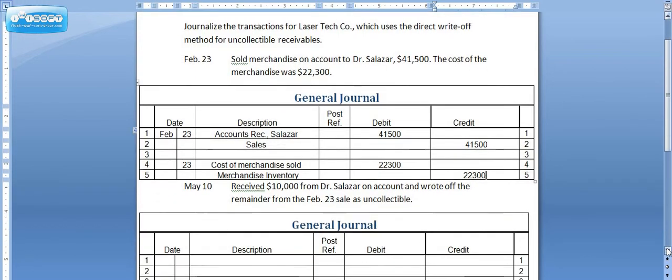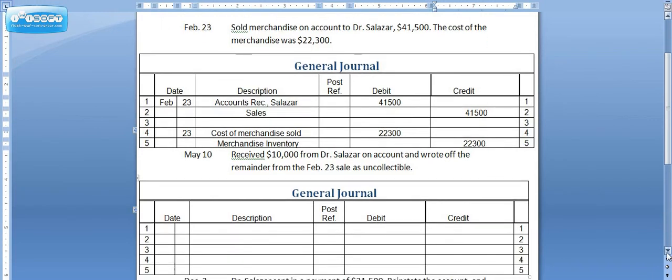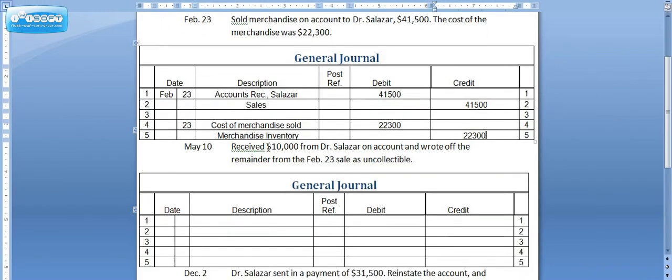So we made that sale on February 23rd, and there must have been some type of problem with Dr. Salazar because we didn't get any payment until May 10th. So that took a long time. And then on May 10th, Dr. Salazar only sent us $10,000. Now Dr. Salazar's account is $41,500. All we're getting is $10,000.